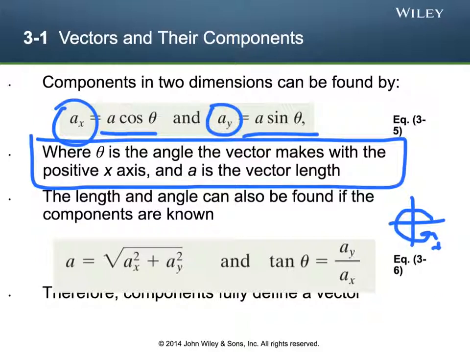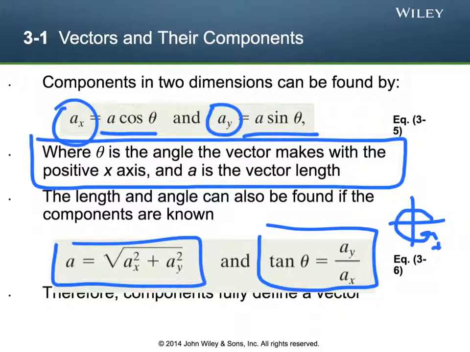When given the components, we can find the magnitude and the direction of the resulting vector by these two formulas here. First, we use Pythag to get the magnitude. We just square both of the components, add them together, take the square root, and we can use arctangent of the y component over the x component to find the angle. Remember, that angle gives you an angle off of the x-axis. And so therefore, components fully define a vector. So just having the components completely defines a vector, because we can then find its magnitude and direction.